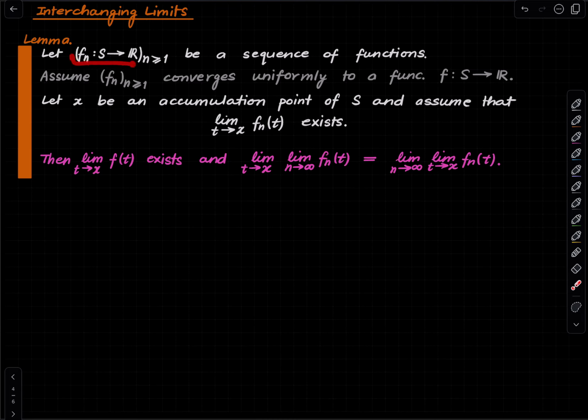You start with a sequence of functions, assume that sequence of functions converges uniformly to some function f, and fix an accumulation point of the domain.